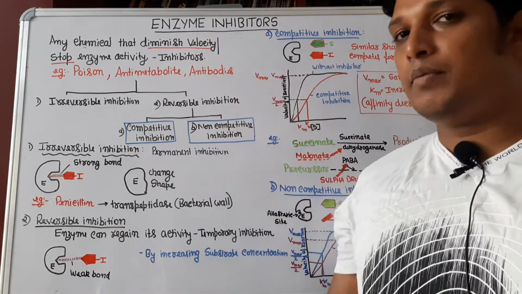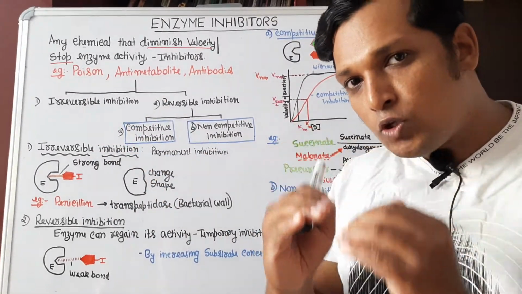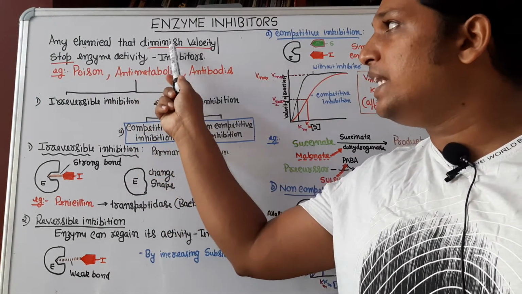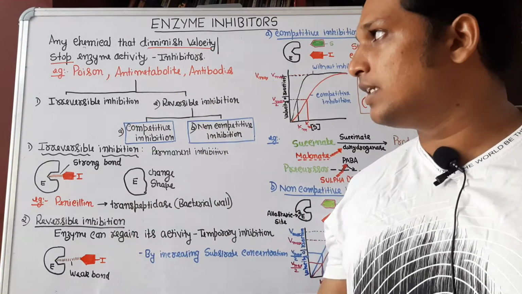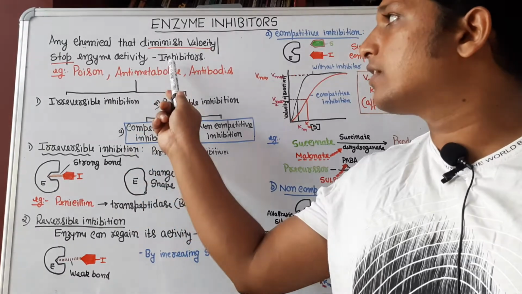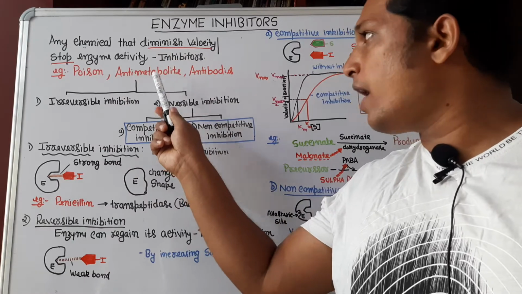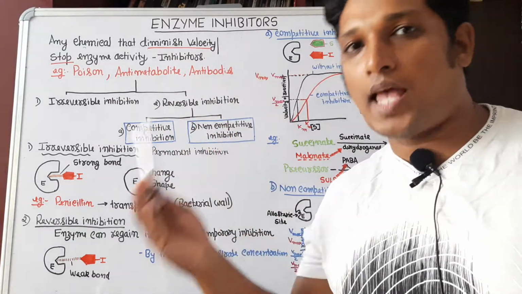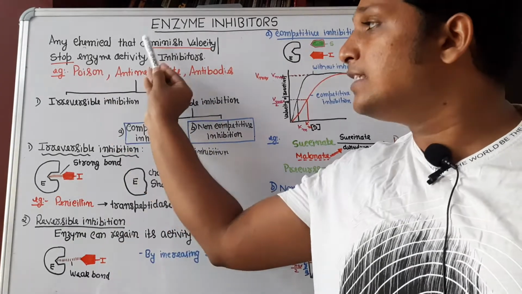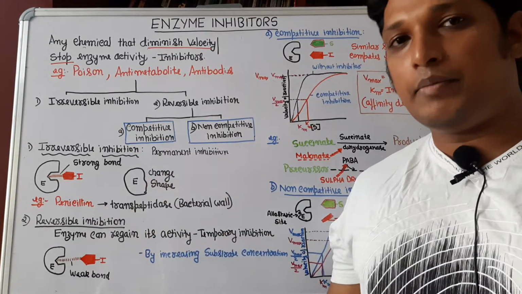What are enzyme inhibitors? These are any chemicals that will slow the velocity of the reaction, or I have written it as any chemical that diminishes the velocity of the reaction, or they will completely stop the activity of the enzyme. Such chemicals are called inhibitors. These chemicals can be poisons, antimetabolites, antibodies, or cyanides. Overall, they should change the velocity, as well as stop the enzyme activity. Then it is called an inhibitor.